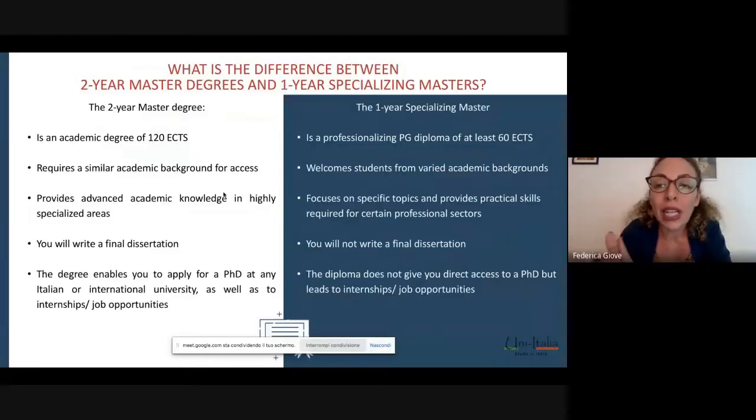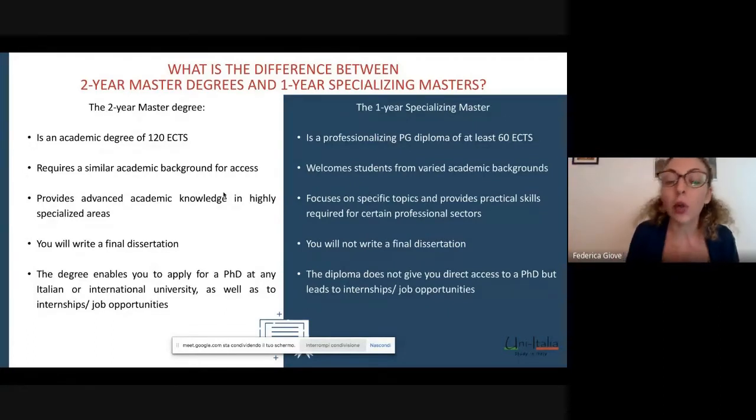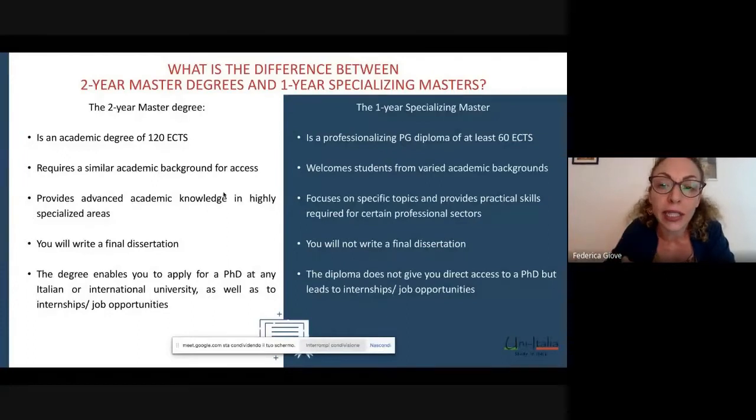Now, what's a specializing master course? You will see that IED has a large offer of specializing masters. A specializing master is a professional postgraduate diploma. This means that it will focus on specific topics and will provide you practical skills, okay, which are required for certain professional sectors. So this is very important if it's more of a job-oriented course, okay?